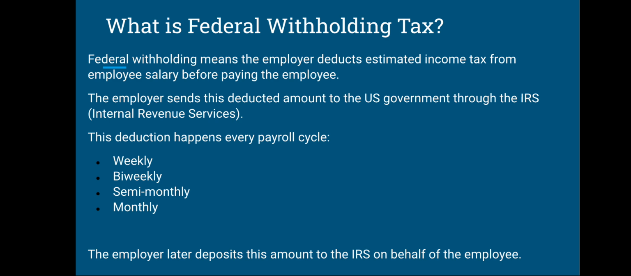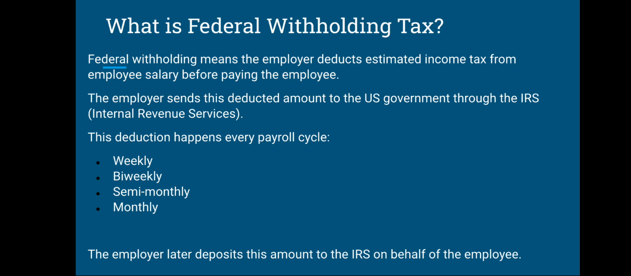So let's start with what is Federal Withholding Tax. Federal withholding means the employer deducts estimated income tax from employee salary before paying the employee. The employer sends this deducted amount to the US government through the IRS. The full form of IRS is Internal Revenue Service. This is a US government department where all the advance taxes are submitted or paid.